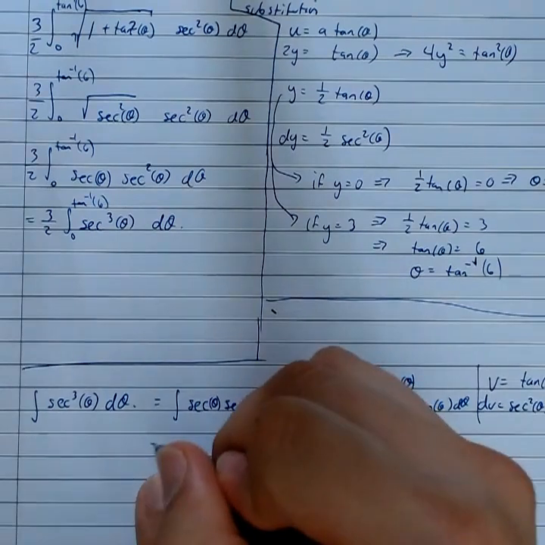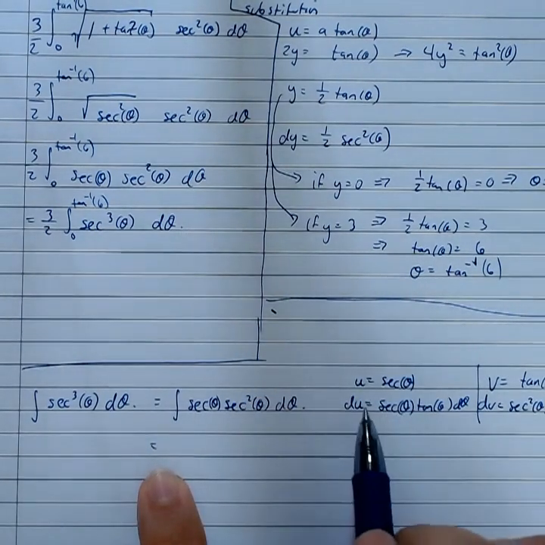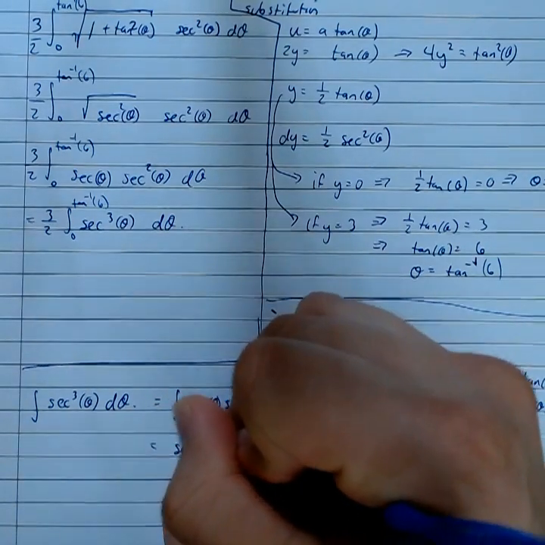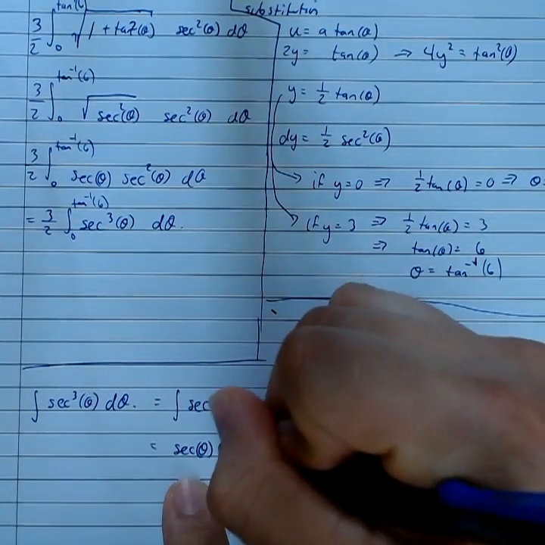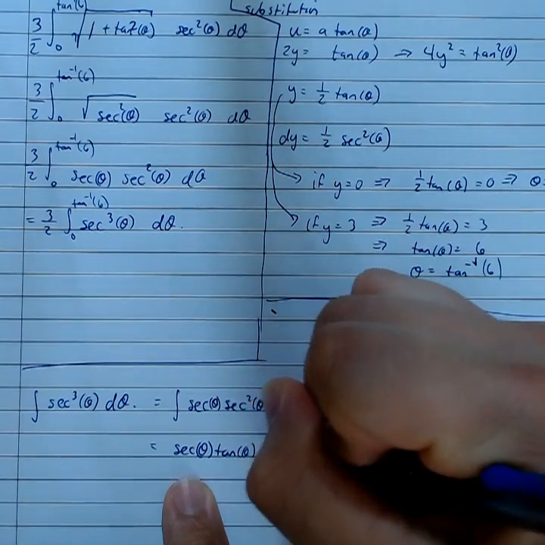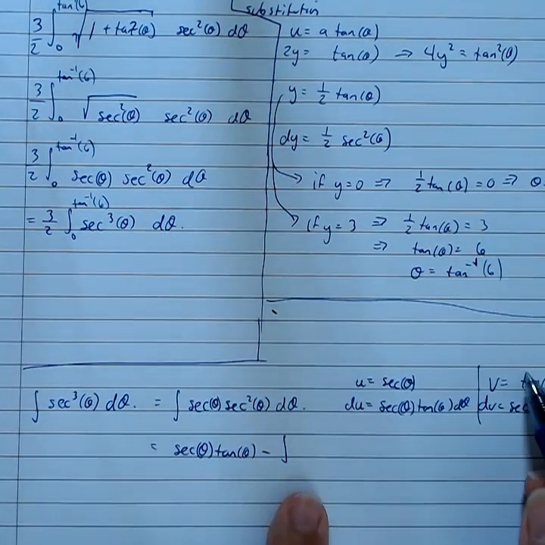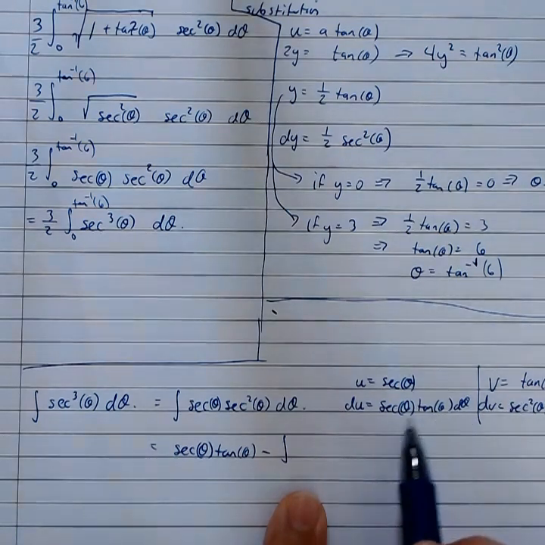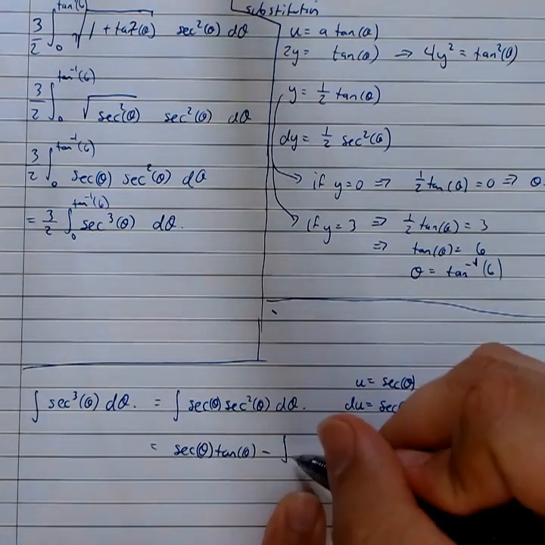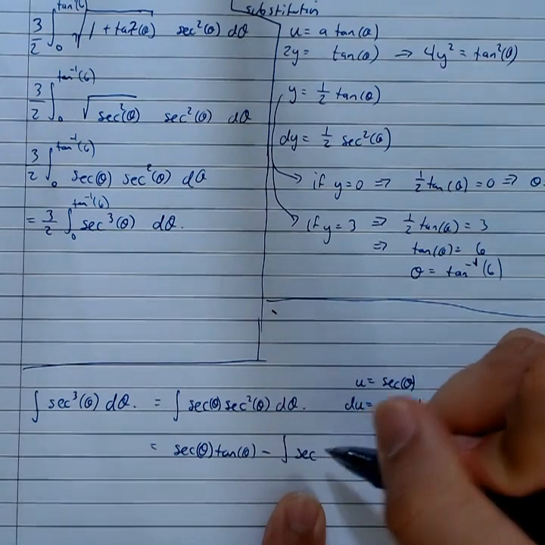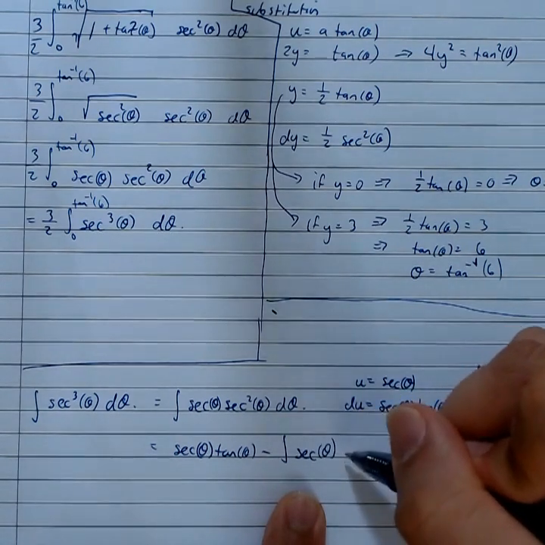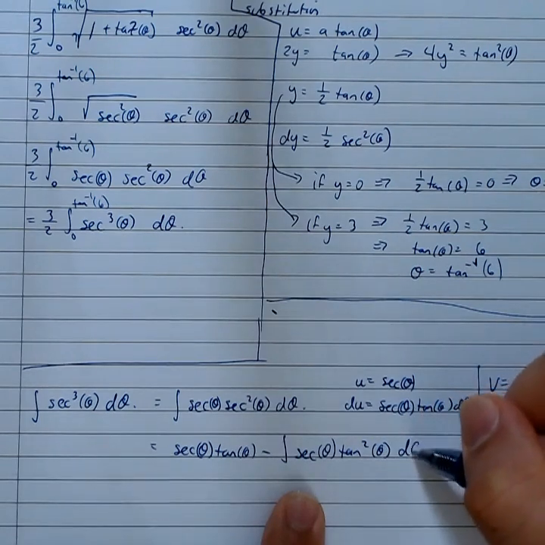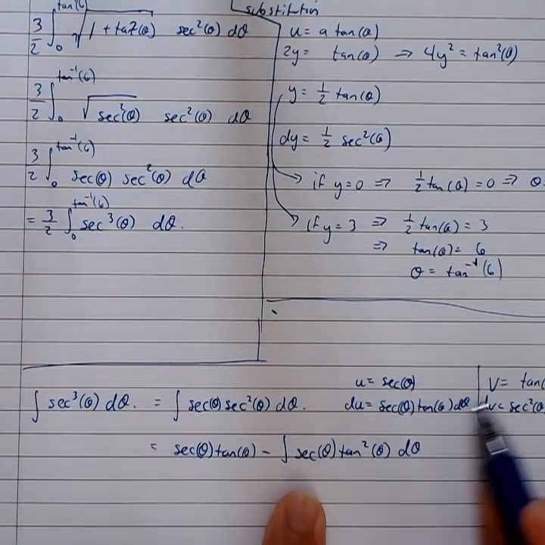So now by the integration by parts technique, this integral is going to be u times v, so secant of theta times tangent of theta, minus the integral of v times du. That's secant of theta, tangent of theta times another tangent of theta. So that's secant of theta tangent squared of theta d theta. Multiply these two together.